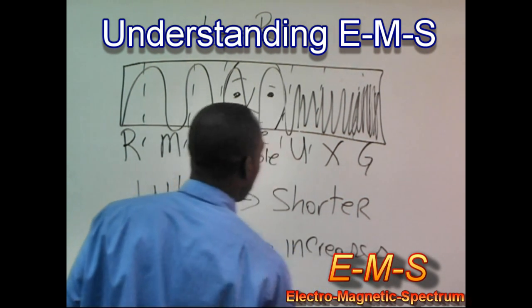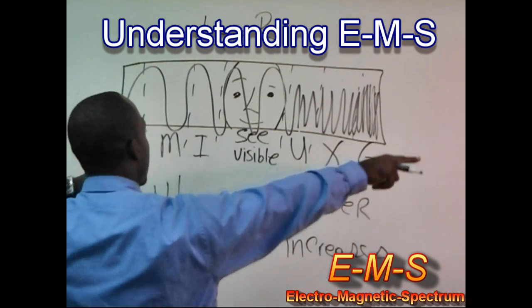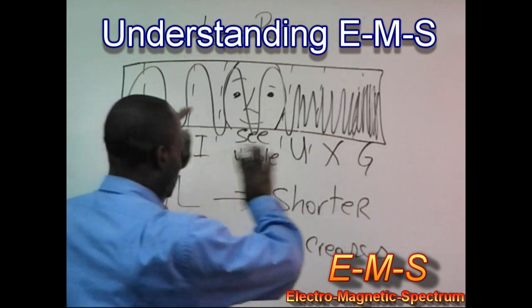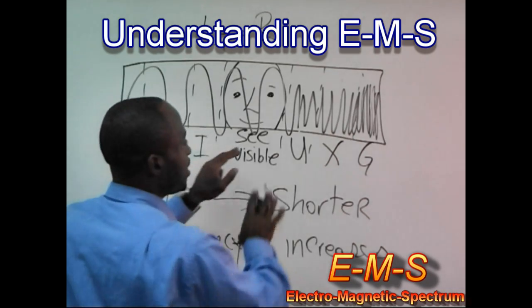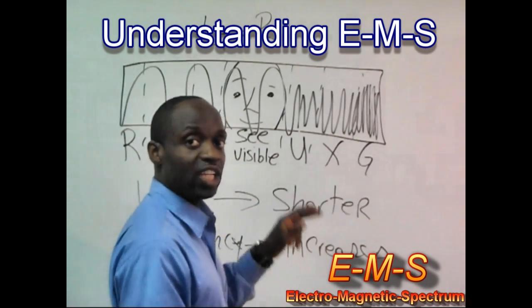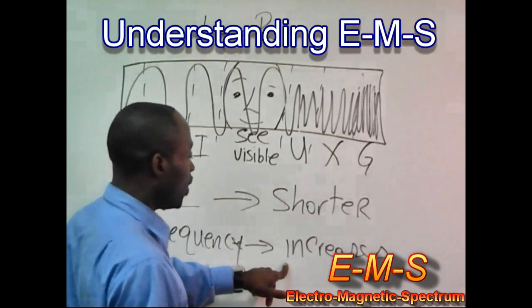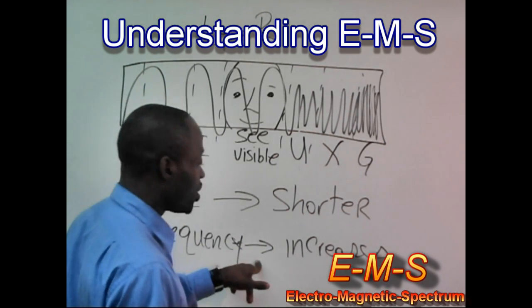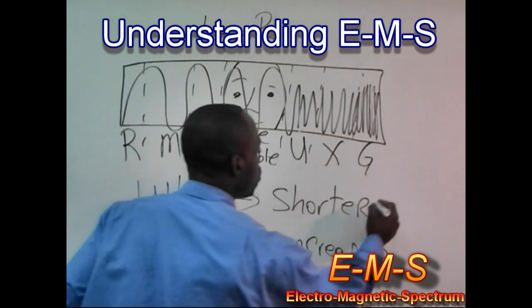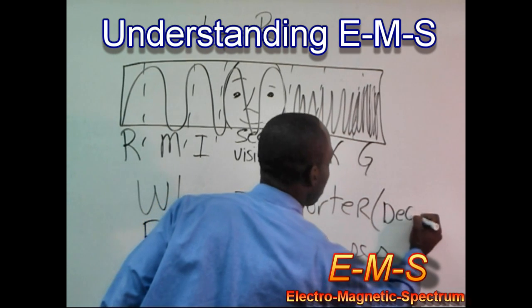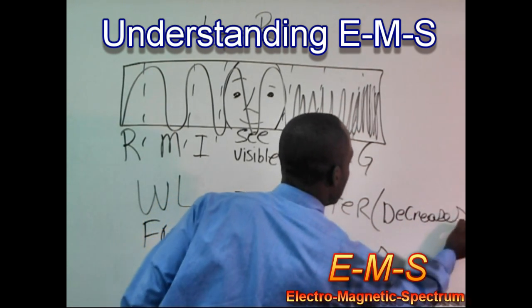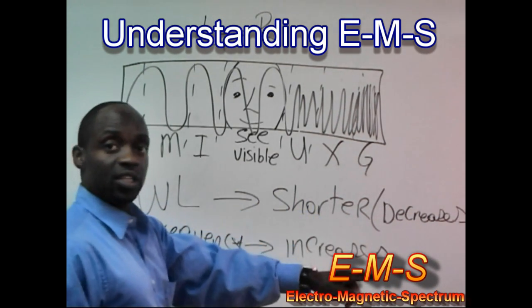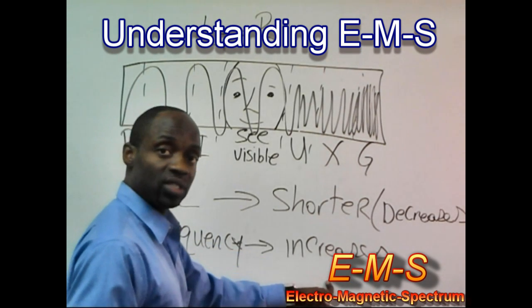All right, let's go back over that. From left to right, my wavelength decreases. My wavelength decreases, meaning that it gets shorter, but my frequency increases. I put shorter, but I'm going to go ahead and put decrease here so you understand. So wavelength decreases, but frequency increases.